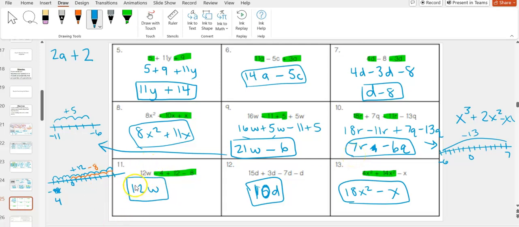On number 11, I had to do it twice. So I started at -4, and then I added 12, and then I took away 8. And then on this one, they were all the letter d, and I ended up with just 10d, and those are my answers. So hopefully that helped you practice, and we're going to practice a lot more with combining like terms.